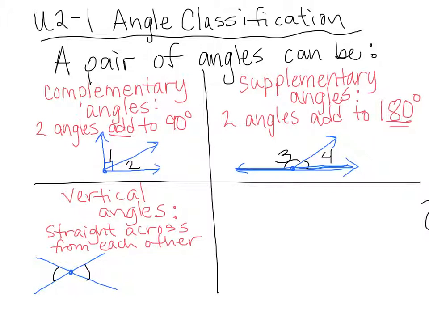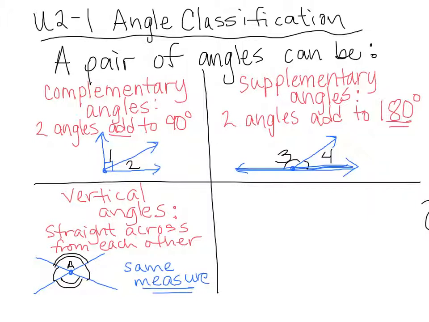Okay, so they share the same vertex. That vertex could be vertex A at that point, but the 2 angles across from each other are vertical angles. Now the top angle and the bottom angle are also vertical angles because they're straight across from each other. And those angles straight across from each other have the same measurement. They're exactly the same measure or degree. Okay? So let's write that. Same measure. It's really important.